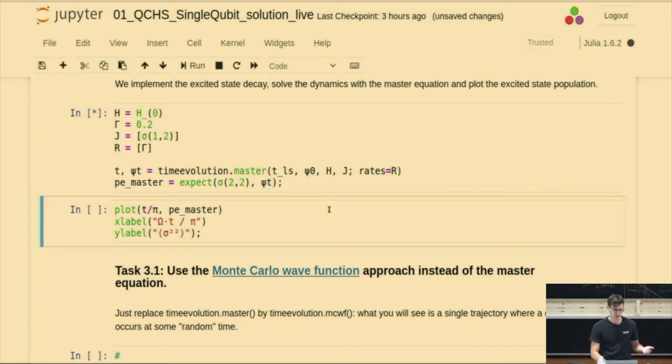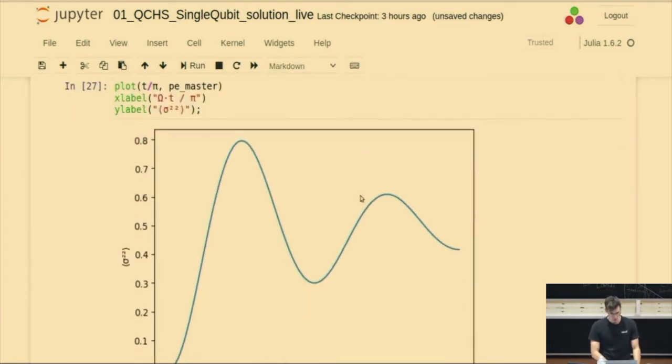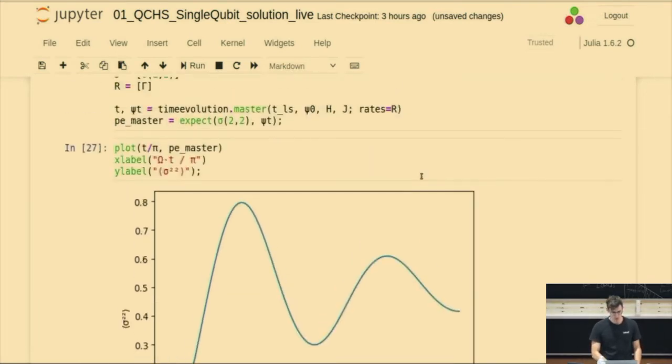Okay, so this takes a while again, because it's the first time it's executing the master equation, and the master equation also has a dimension of 2 times 2, which is 2 more equations. But anyway, what you see is that you get damped Rabi oscillation, as you would expect. So that's basically how you implement the master equation.